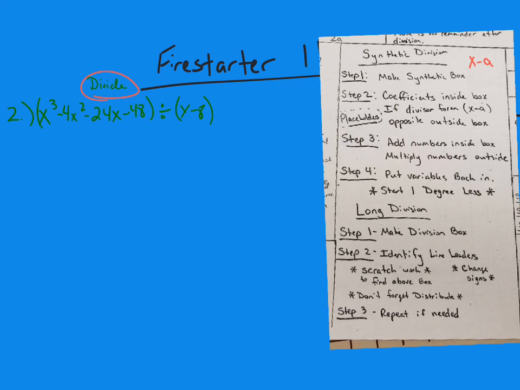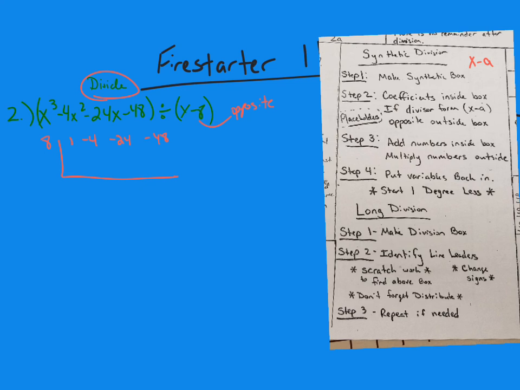So remember, step one says you're going to make your synthetic division box. Remember, that's like the L. And then you're going to put your coefficients. So x cubed is going to give me 1, then negative 4, then negative 24, then negative 48. All right. Remember, it has to have that form. Now, outside the box, we always put the opposite of that. Remember, we call it a dirty A. So we can't trust that dirty A hanging out of their X. So instead of negative 8, we put a positive 8 outside the box.